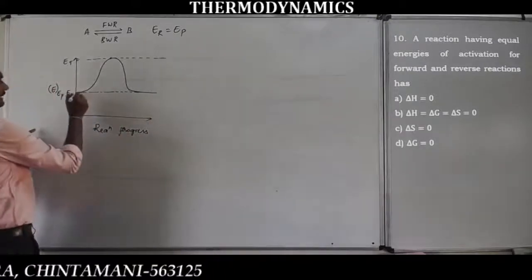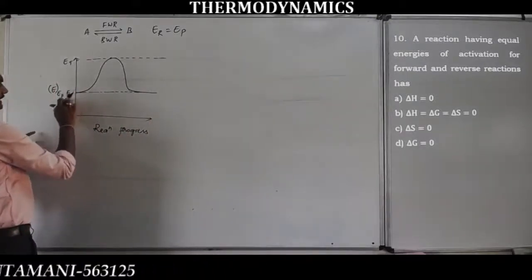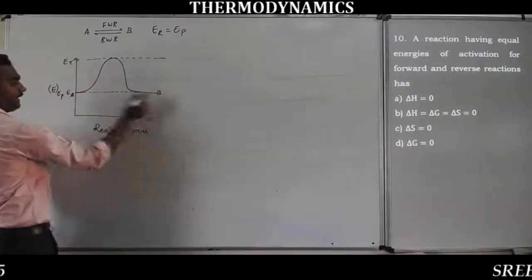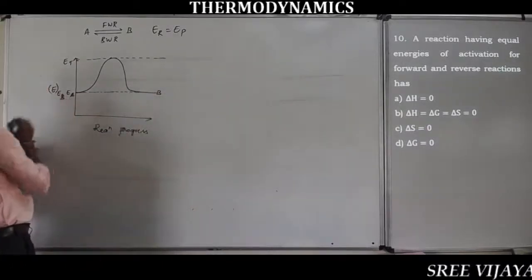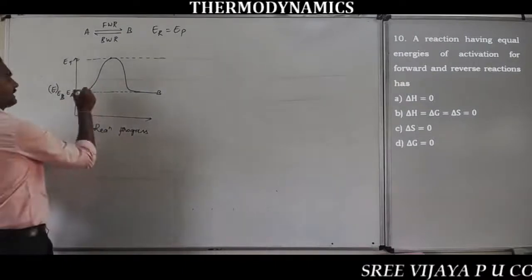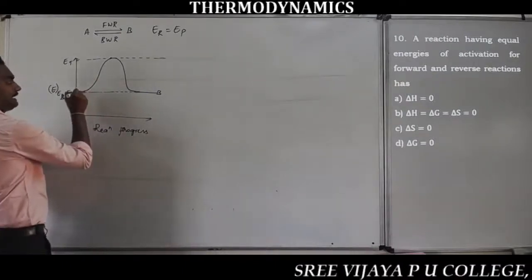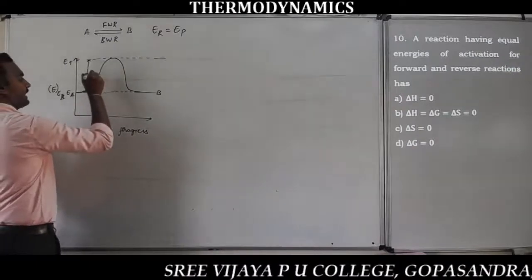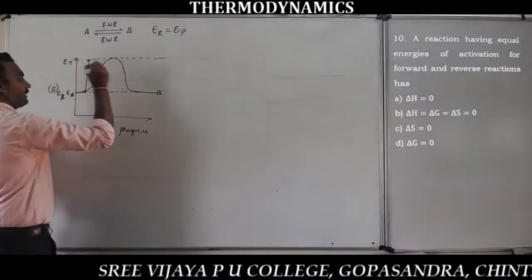So the reactant here is A, so that is the energy of reactant A. Here the product is B, and the energy of product B is the same. So this is the energy of reactant A that is converted into threshold energy. This is called the activation energy of forward reaction.